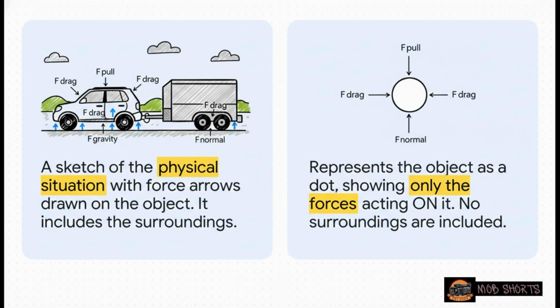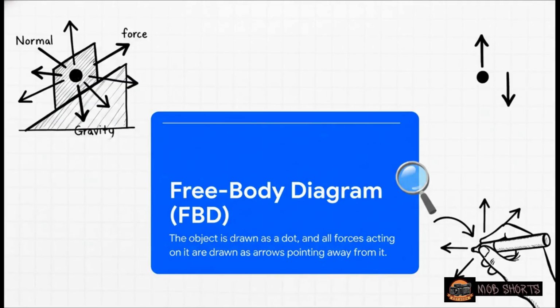We strip away all the background noise, turn the object into a simple dot, and we only, and I mean only, draw the forces acting on it. It's clean, it's simple, and it's where the magic happens. So, if we want to get formal about it, this is the key definition. A free body diagram zeroes in on just one object, simplifies it down to a dot, and then shows every single force acting on that object as an arrow pointing away from the center. This is the diagram you're going to be drawing over and over again to solve problems.